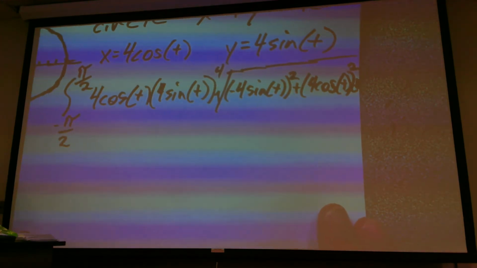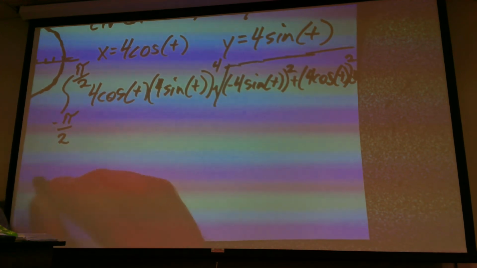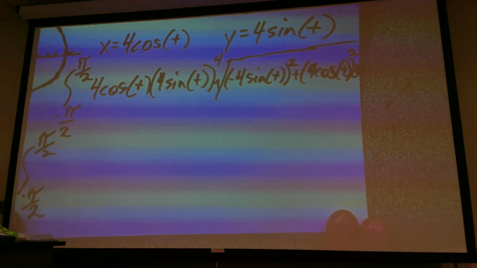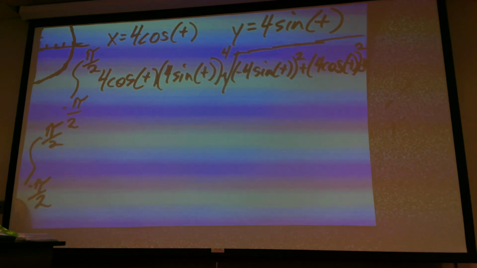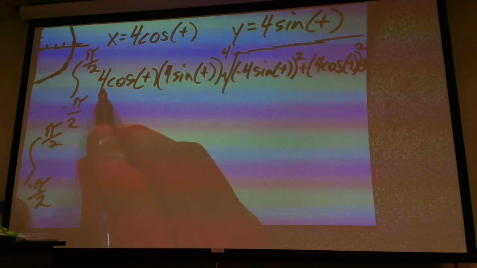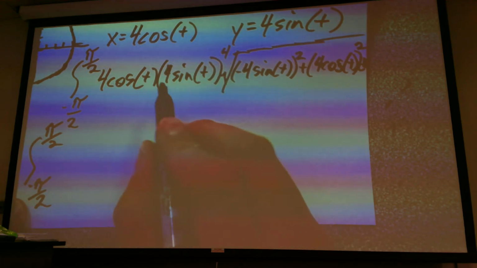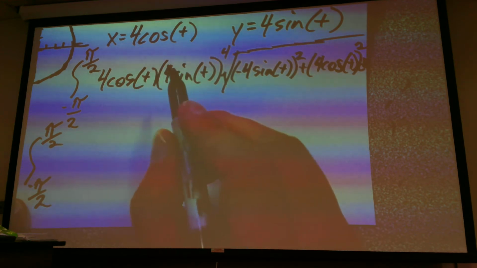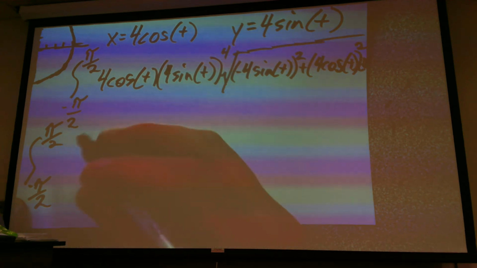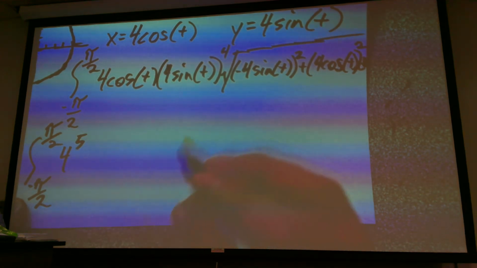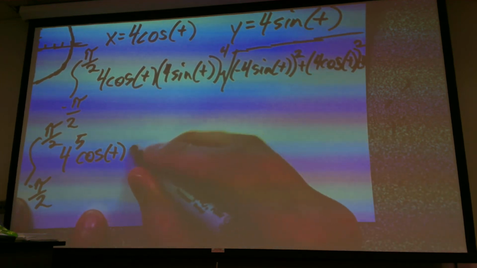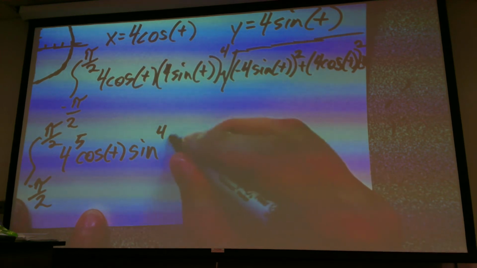Okay, we've got a little more room this time. And so that's going to equal the integral from negative pi over 2 to pi over 2. We have to think about how many 4s we have from the first part. We have a 4 coming from this factor, and then there would be 4 4s coming from this one, because it's x y to the 4th. So 4 times 4 to the 4th power would be 4 to the 5th power times cosine of t times sine to the 4th of t.